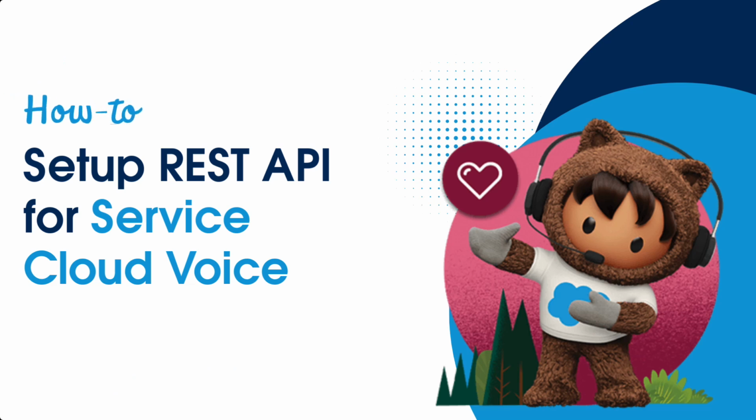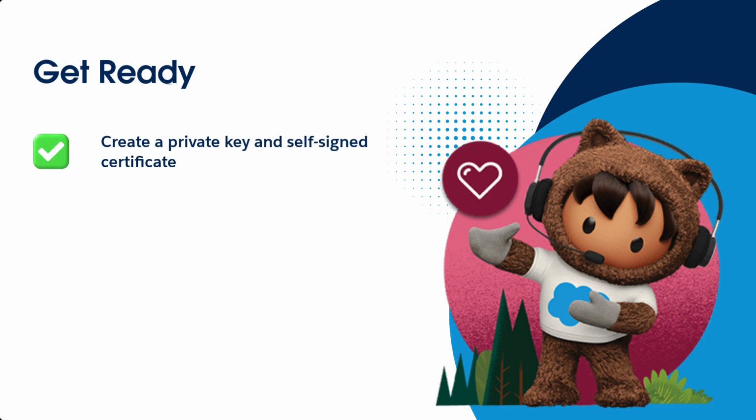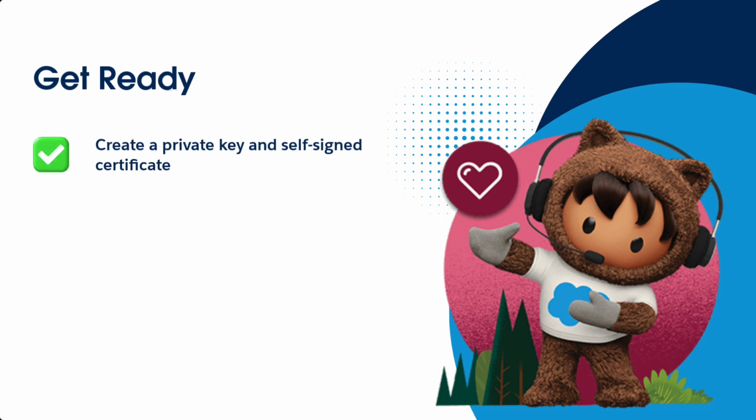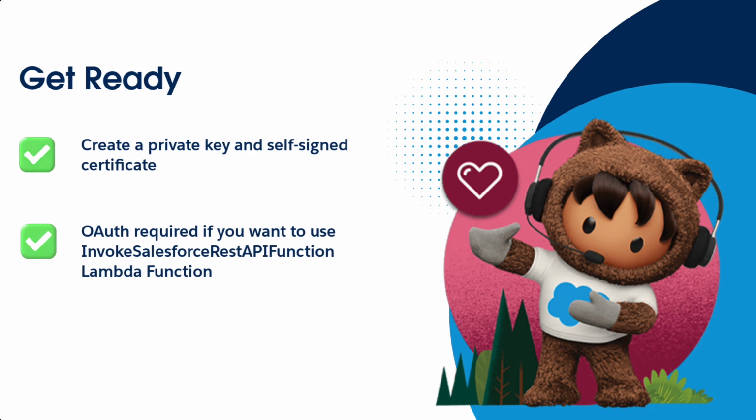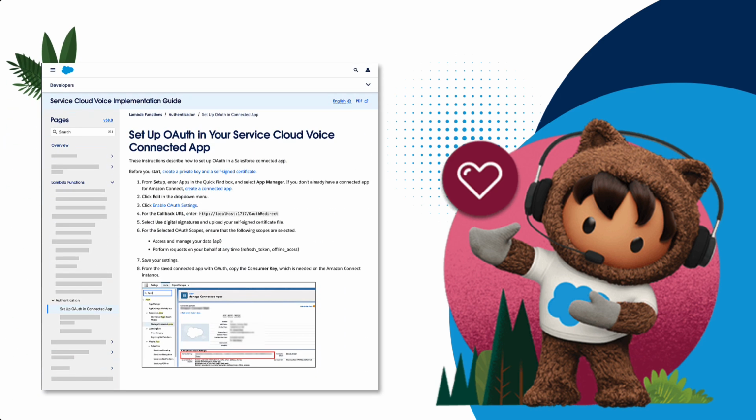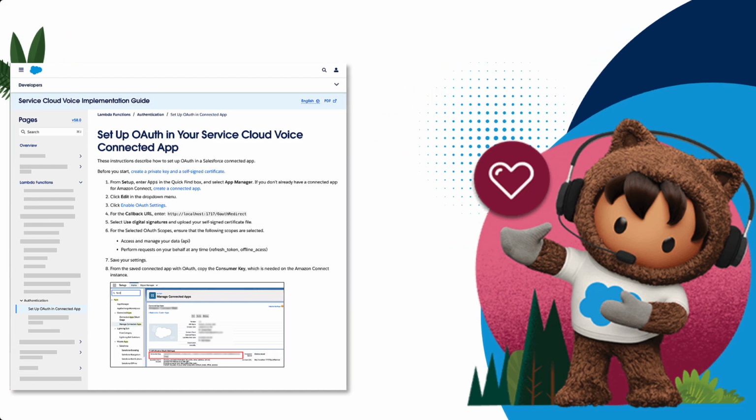In this video, we'll show you how to set up REST API for Service Cloud Voice. Creation of a private key and self-signed digital certificate is a prerequisite, which is covered in a different video. First, let's talk about OAuth. OAuth is required if you want to use the Invoke Salesforce REST API function Lambda function. For this demo, follow along in the developer's Service Cloud Voice implementation guide to set up OAuth in your Service Cloud Voice connected app. Let's see how to configure this.